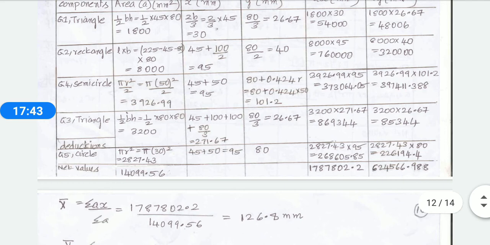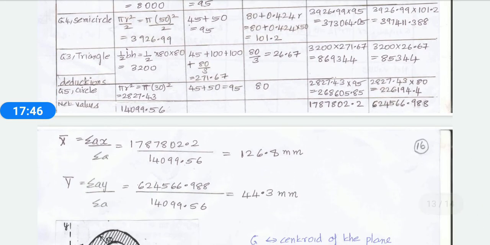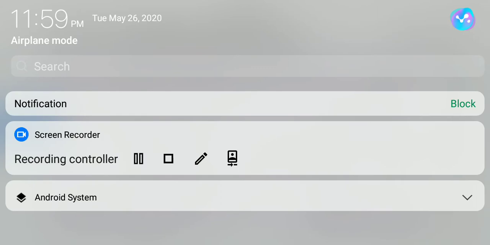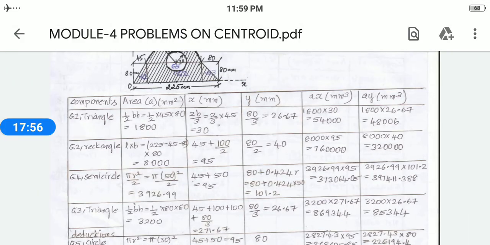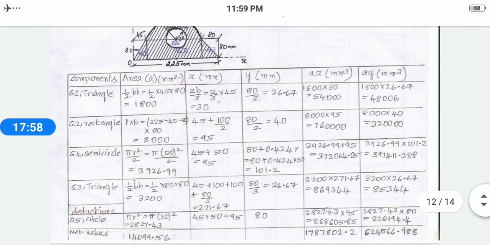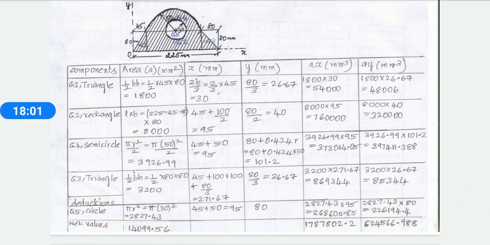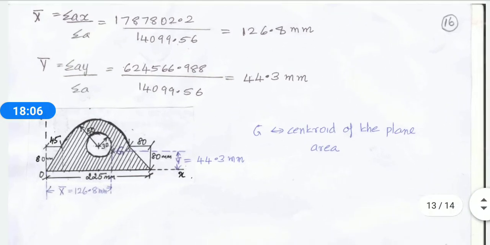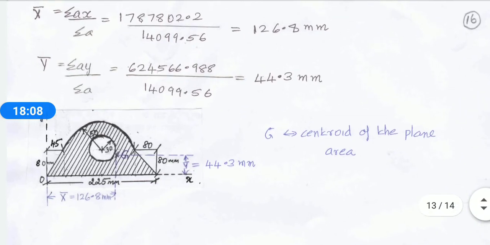It is your wish. So after calculating, you will get x bar as 126.8 mm and y bar as 44.3 mm. See, after calculating, you can find out the triangular portion, rectangular portion, and everything. You can get the value of your centroid. What that states is your x value is 126.8 mm from your y-axis and y value is 44.3 mm. In that coordinate only your centroid is acting.